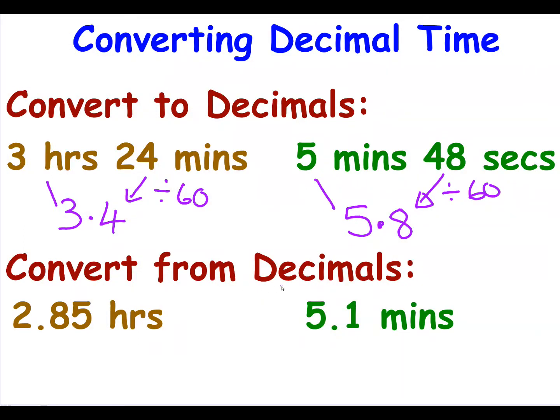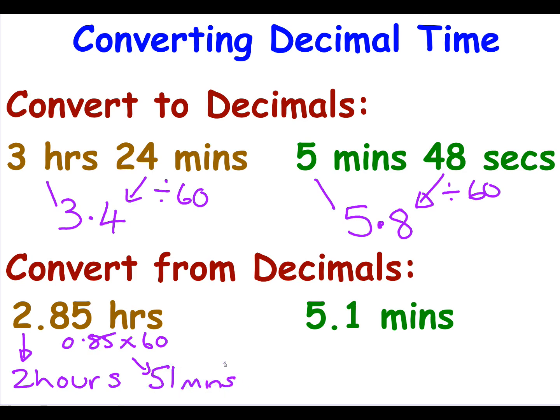Now, let's convert from decimals back into the smaller units. So if I have 2.85 hours, the 2 is still 2 hours. But to convert 0.85 of an hour, I need to multiply it by 60. So 0.85 times 60 is 51.